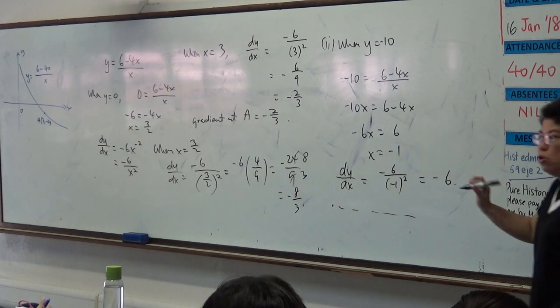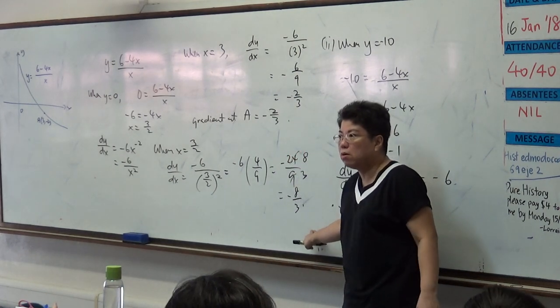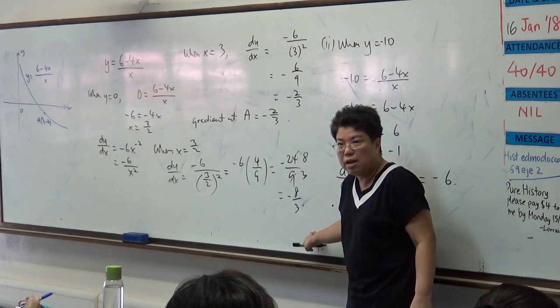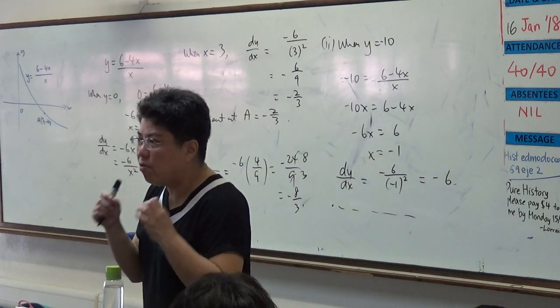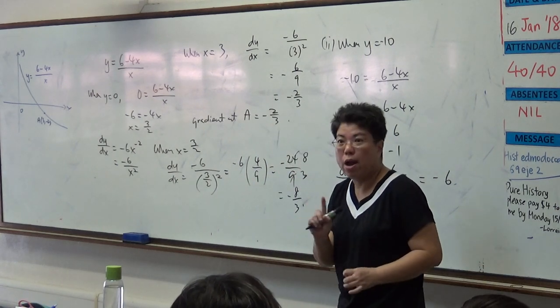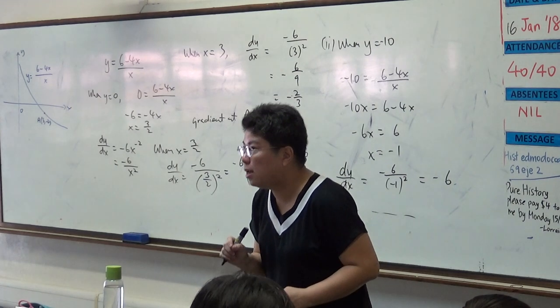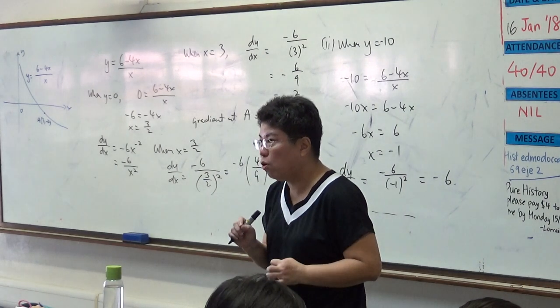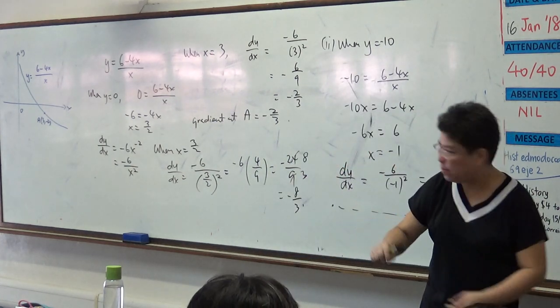Now, no need to change to mixed number. Leave it in improper fraction. It's okay. Do you understand now? So I just want to caution you. When we sub in the gradient function, we are substituting in value for x, not value for y. So if you don't know what your x is, you must go and find out. Is that clear to everyone? Yes or no so far? Yes. Am I too fast? No. Let's go on to example 7.